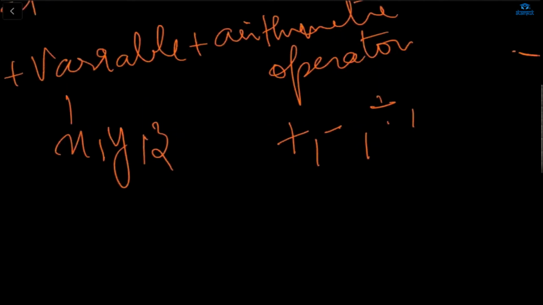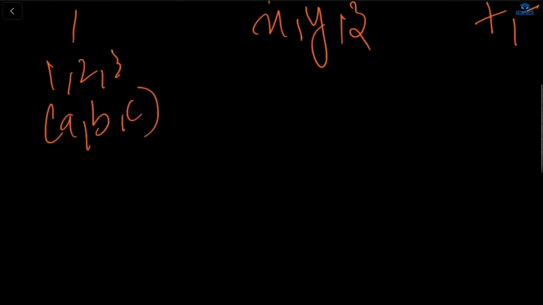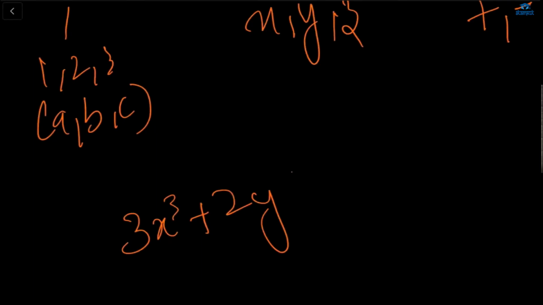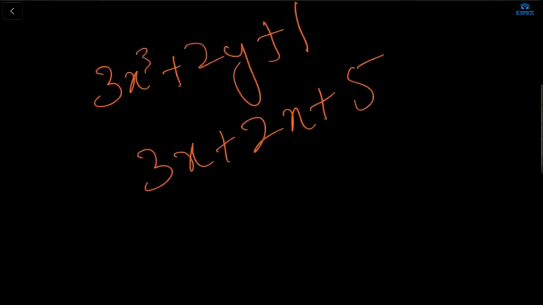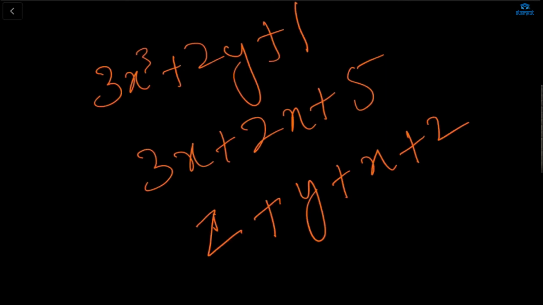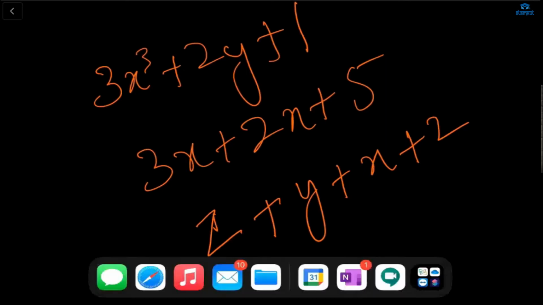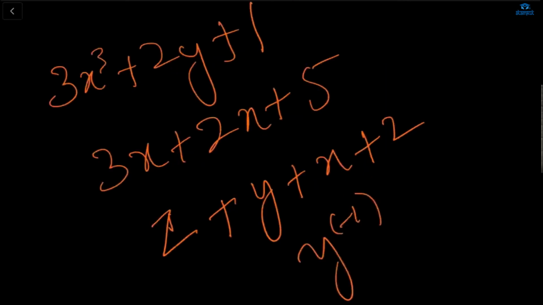Fine. So arithmetic operations like plus, minus. If you use a combination like 3x cube plus 2y plus 1, this is a polynomial. 3x plus 2x plus 5, it is a polynomial. Z plus y plus x plus 2, it is a polynomial. But if I say y to the power minus 1 plus x plus 2, it is not a polynomial.